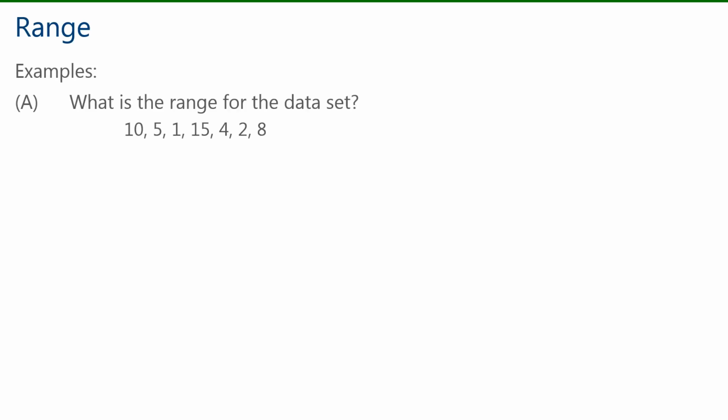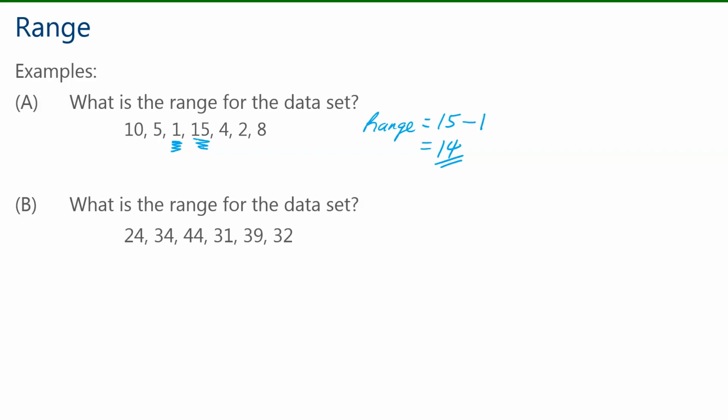A few examples. What is the range for the data set? We need to find the largest data value, which is 15, and the smallest data value, which is 1. Our calculation, range equals largest data value, subtract smallest data value, so the range would be 14. The second data set, the highest value there is 44. The lowest value, 24. Range equals 44, subtract 24, which would give us 20.